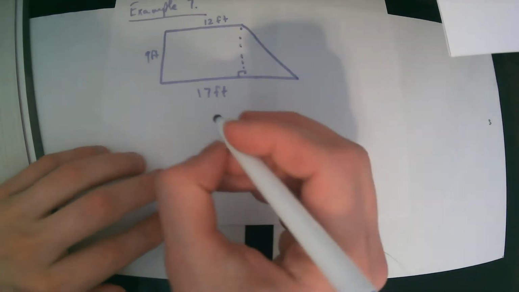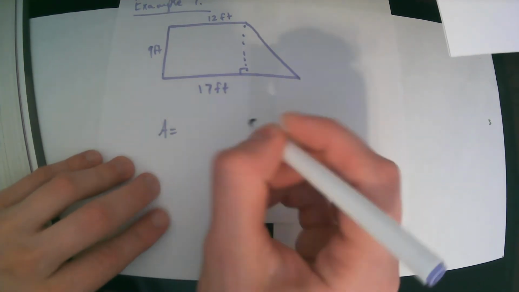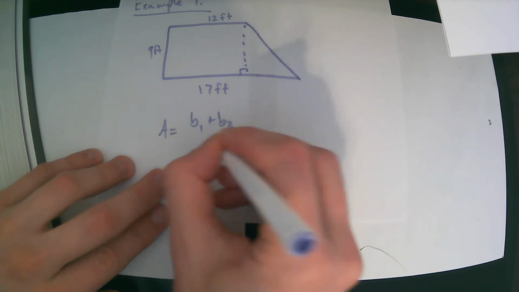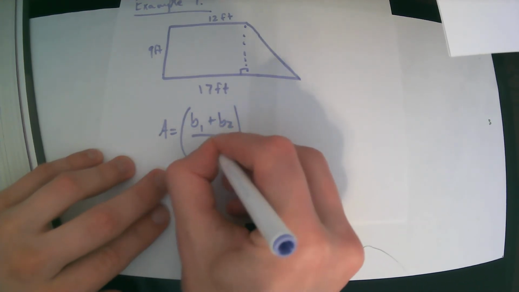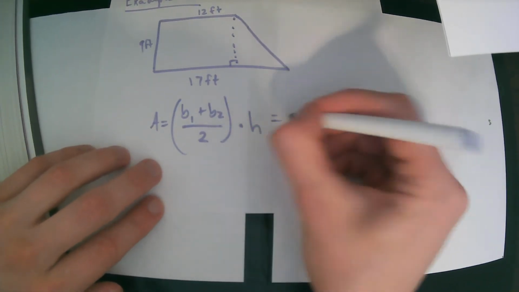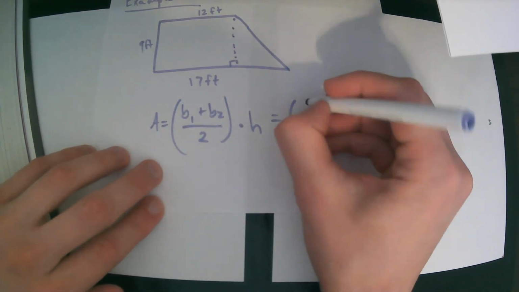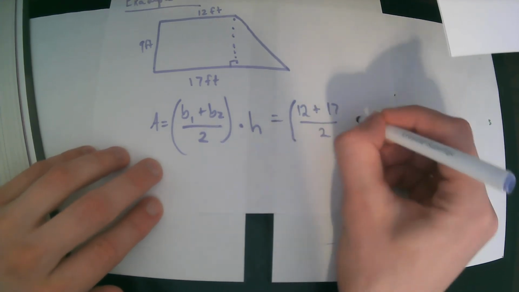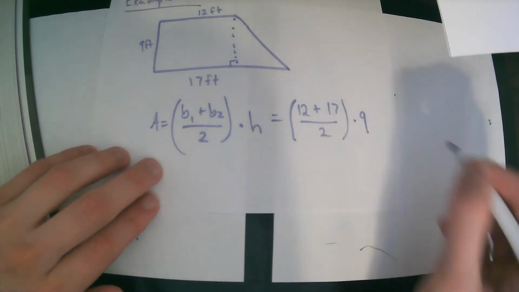Alright, how do we find its area? Remember, the area formula is going to be the sum of the bases divided by 2, so that's the average of those 2 bases, and then times the height. So plugging these numbers in, I'm going to have 12 plus 17 divided by 2 times 9.